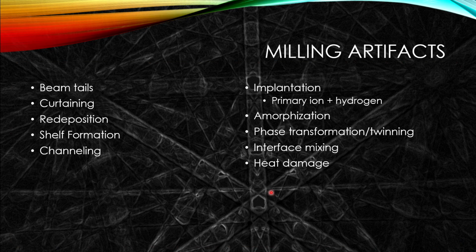So what we've got to just recognize is that as we do our milling process, we're going to have a series of different artifacts that can impact how good the surface looks, both in terms of the surface roughness, but also of the damage. So we're just going to go through all of these different examples: beam tails, curtaining, redeposition, shelf formation, channeling, implantation, amorphization, phase transformation and twinning, interface mixing, and heat damage. And we'll see examples of where this has happened in practice.